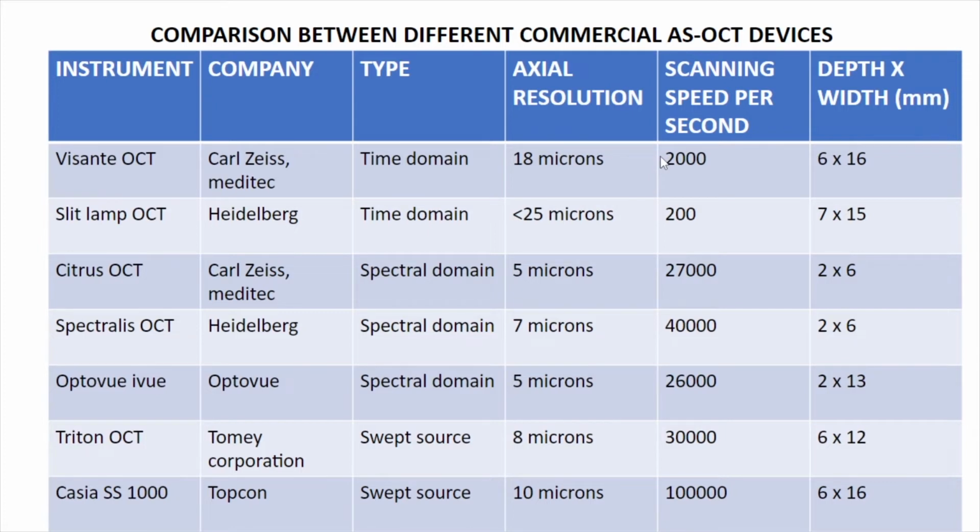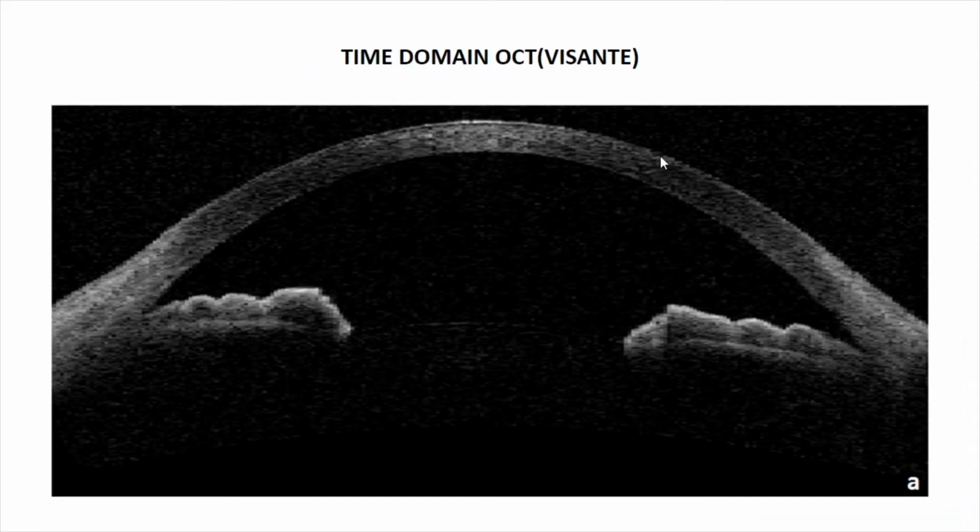So this table shows us the various commercial ASOCT devices available and the different axial resolutions, the scanning speed that we can get, and the depth and width we can get. Cirrus OCT, not citrus. This is an ASOCT image of the time domain OCT showing open anterior chamber angles.